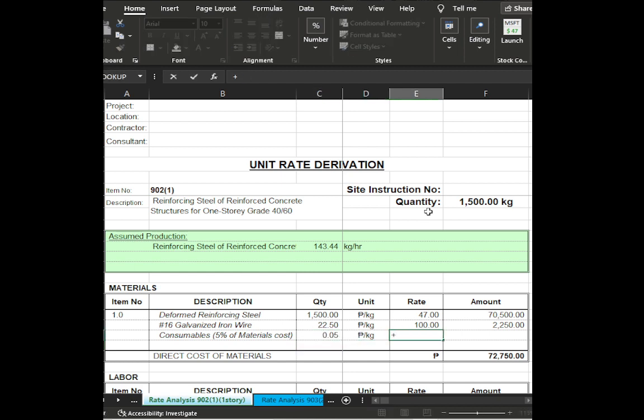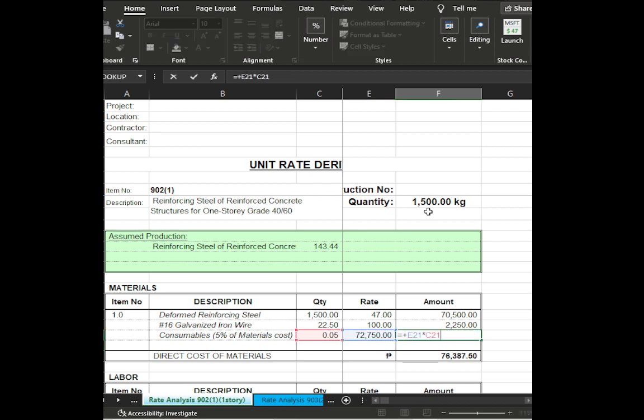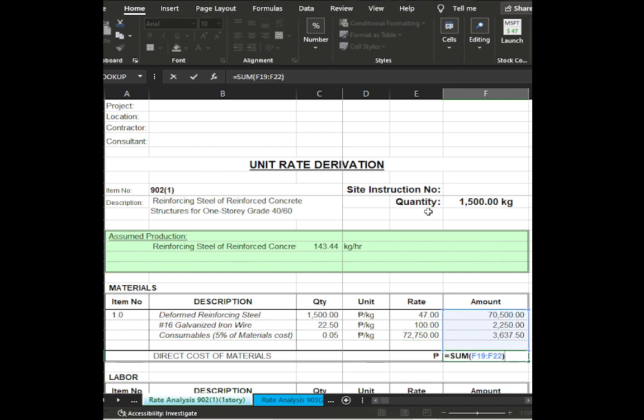Then sum of the material guys, sum product of this one to the rate, or we will just sum this one guys, the total amount of our materials. Then this is our consumables, 3,637. So this one is the total cost for our materials.